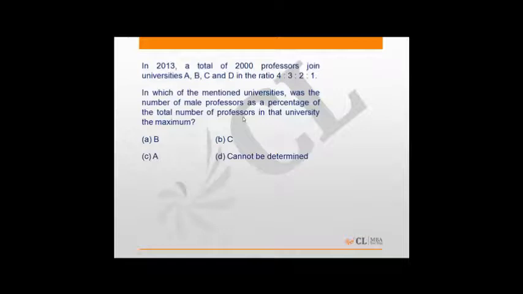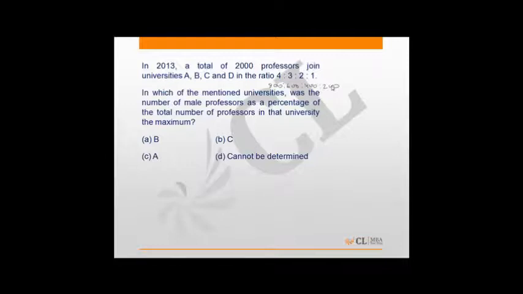This question is slightly a tricky one. Understand and read it carefully. In 2013, a total of 2000 professors joined universities A, B, C and D in the ratio 4:3:2:1. So our first task would be to divide 2000 in the ratio 4:3:2:1, which can be easily done as 4 is 800, 3 is 600, 2 is 400 and 1 is 200. So these many professors will go to University A, B, C and D.